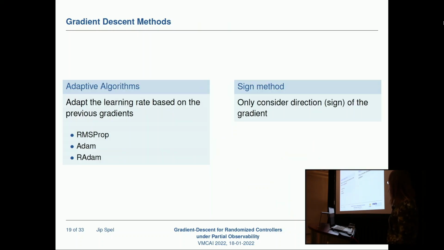We also looked at adaptive algorithms, where the learning rate is based on what happened in the past. And we also looked at the sign method, where we don't take into account the exact value of the gradient, but only the direction. So we only look: do we need to add something to our parameter? Should we subtract something?